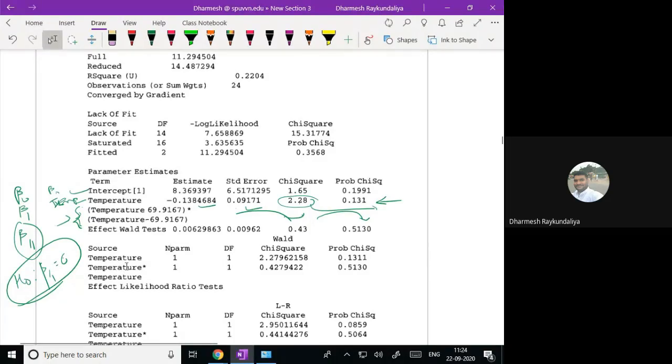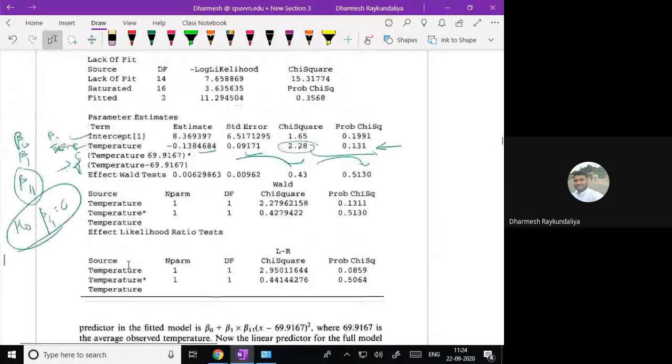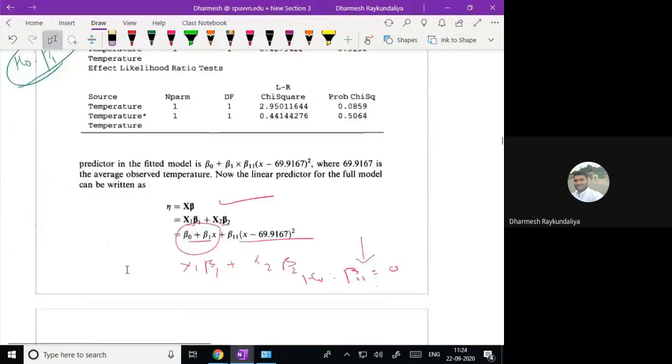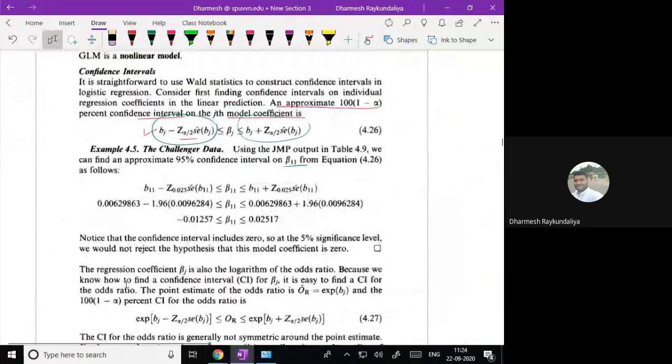Now I wish to develop a confidence interval. So what I require is the estimate and the standard error, which I can easily obtain. So this was the estimate, this is the standard error, and Z alpha by 2. When you take alpha equal to 0.05, Z 0.025 is 1.96. So this is giving the lower bound, and similarly, if you substitute the values, you will get this upper bound.